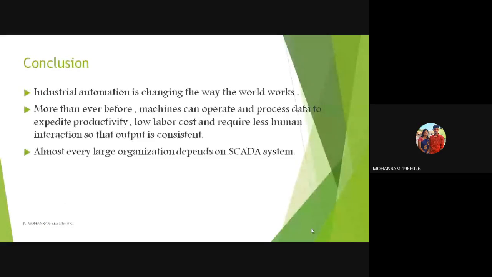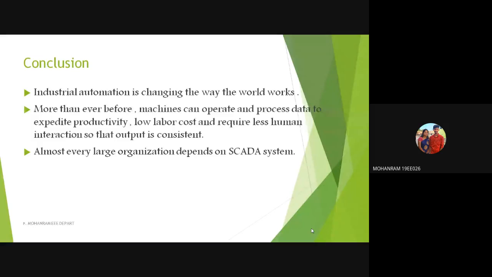Finally, conclusion. Automation is changing the world, and industrial automation is working in such a fast way that it is changing the way the world works. Before, machines were worked by humans, but now the machines operate by themselves through software and the commands given by the humans, so that the machine can proceed a process and get a quality product in industries, huge factories and large organizations.